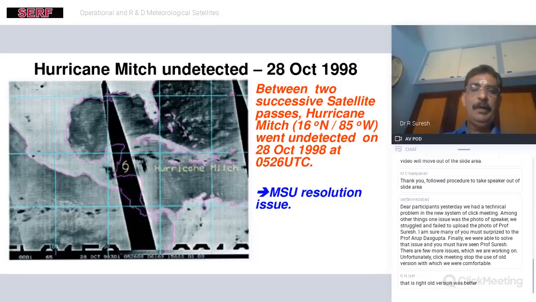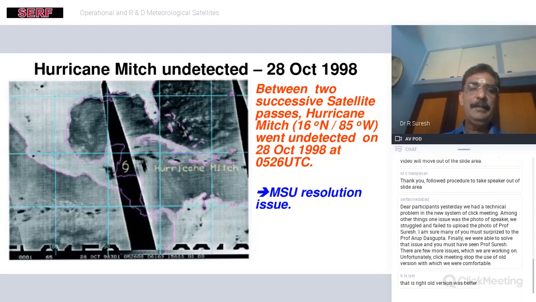Over the white portion, exactly, Hurricane Mitch was located between two consecutive passes of the satellite. This particular cyclone was totally hiding itself and was unable to be detected. It's a classical picture which you can see on the internet nowadays. It should be available. I have had this in my kitty right from the 1990s.